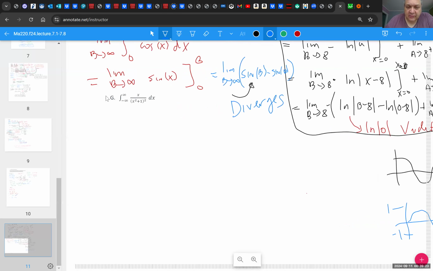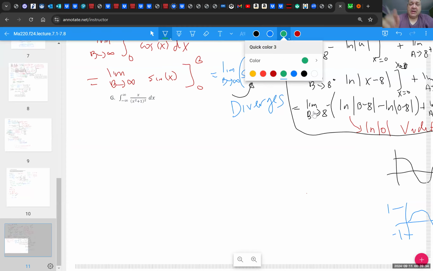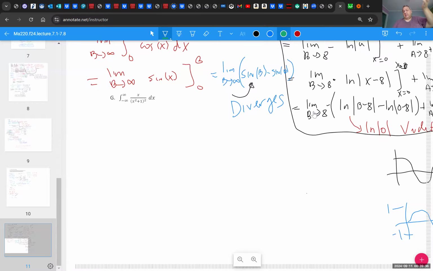The reason I chose example G is because it has infinity on the top and the bottom limit. And what do you do with that kind of situation? We know we can't plug in infinity because it's not a number we can plug into any function. So we need a placeholder, but we also need a placeholder for negative infinity.